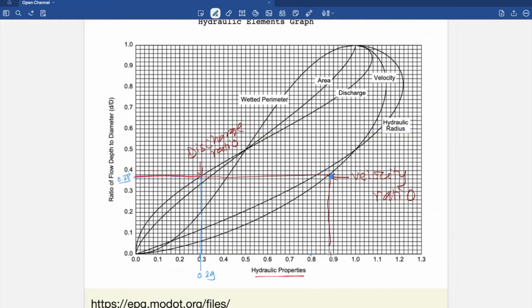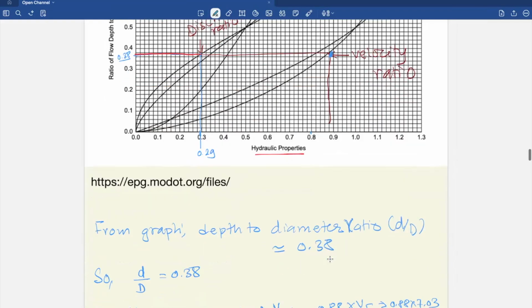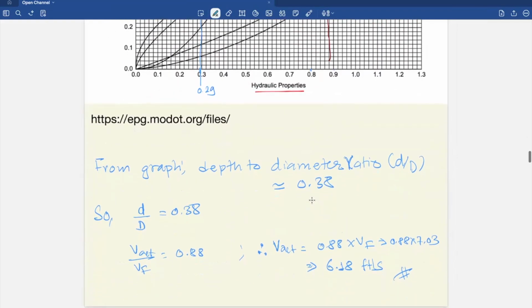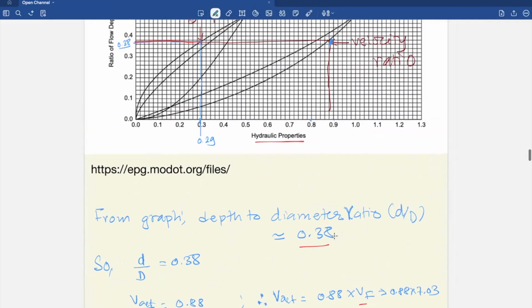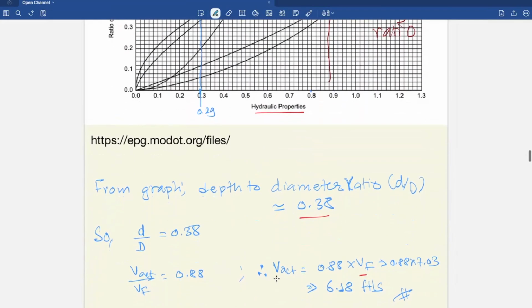When we align horizontally here, we get our velocity ratio, which will be equal to 0.88. So we have the depth to diameter ratio at 0.38 and the velocity ratio at 0.88. Since we know the full velocity, we can find the actual velocity as well. So this gives us 6.18 feet per second.